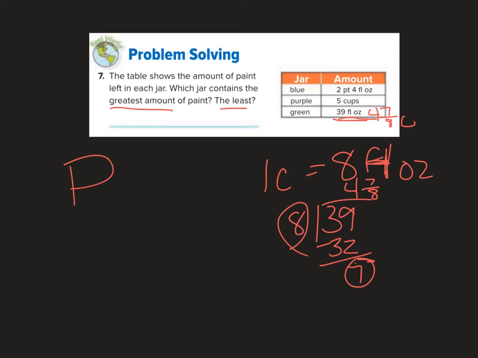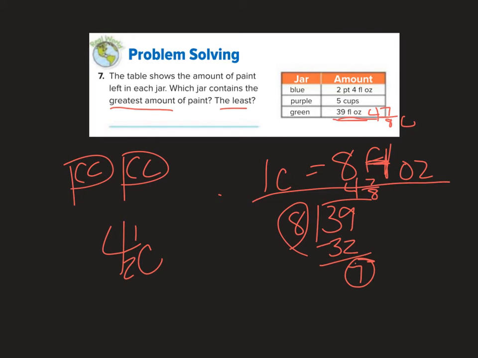So each pint has 2 cups. So if I have 2 pints, I have 4 cups and 4 ounces, which is 4.5, right? If 8 ounces equals 1 cup, 4 ounces, which is half of 8, would be half of 1 cup, which is a half. So this is 4 1/2.